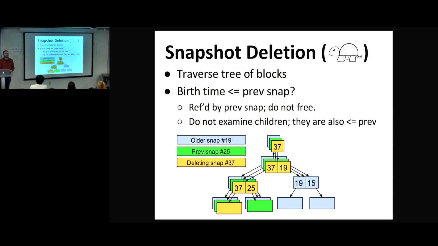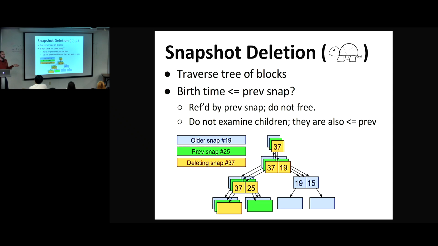So I'm going to be talking about 3 algorithms for snapshot deletion. The first is the turtle algorithm. In this algorithm, it's pretty straightforward. The way that we find the blocks to free is we traverse this tree of blocks, which we saw previously. We look at the birth times and we see, okay, is the birth time before the previous snapshot? If so, it's referenced by the previous snapshot, so we can't free it. And one of the nice things about this is that we don't have to look at every indirect block. For example, this indirect block was written at time 19, and time 19 is before the previous snapshot. So therefore, all of the blocks underneath that also must have been written at time 19 or earlier. So we don't even have to read this indirect block at all.